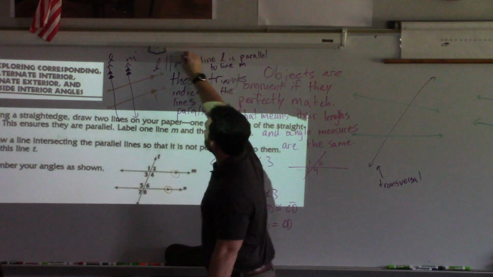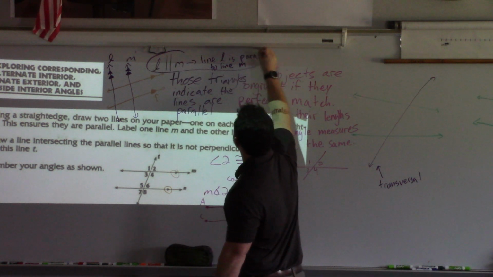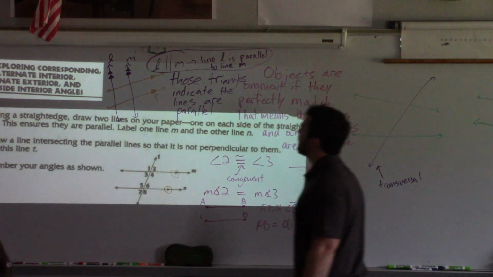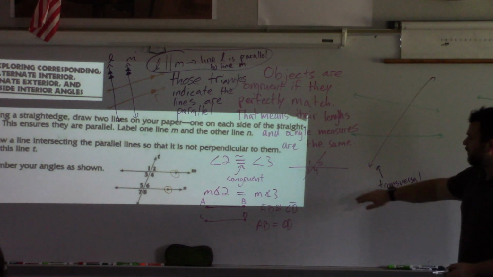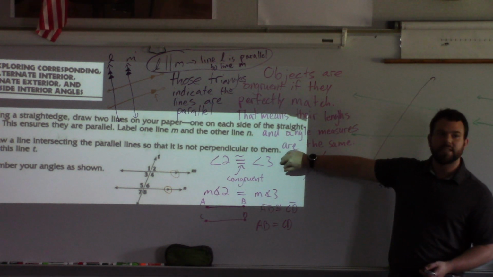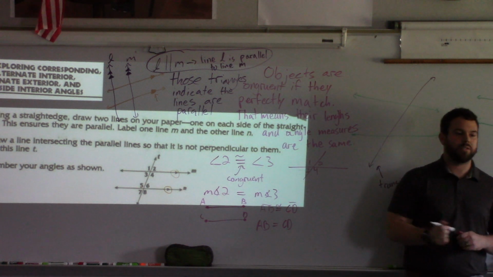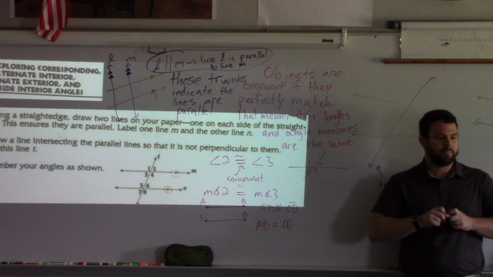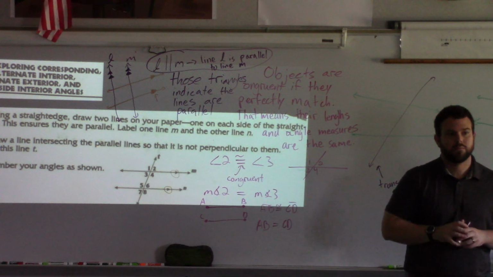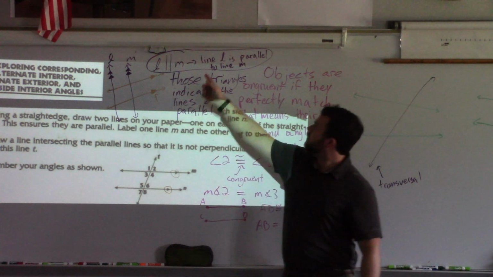Okay? So please notice that this is just the symbol to indicate that line L is parallel to line M. Just like we had a symbol down here to indicate that these things are congruent, we have a symbol to indicate that they are parallel to each other. Okay? So line L is parallel to line M.